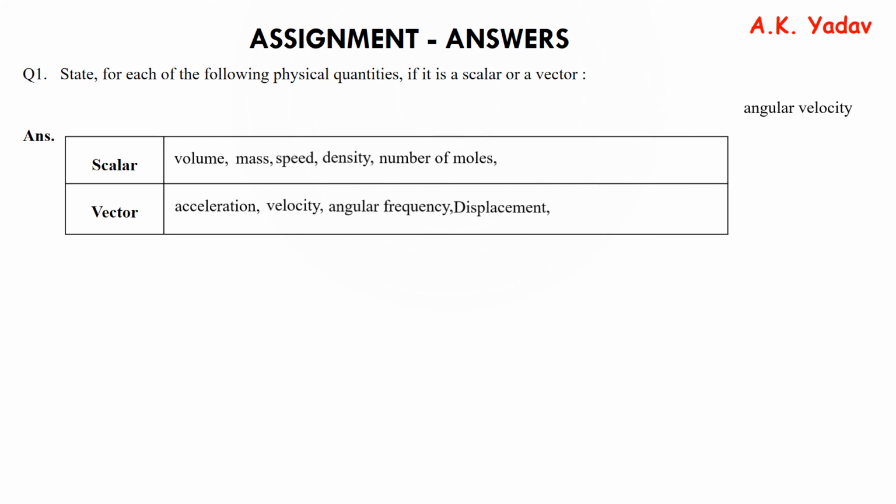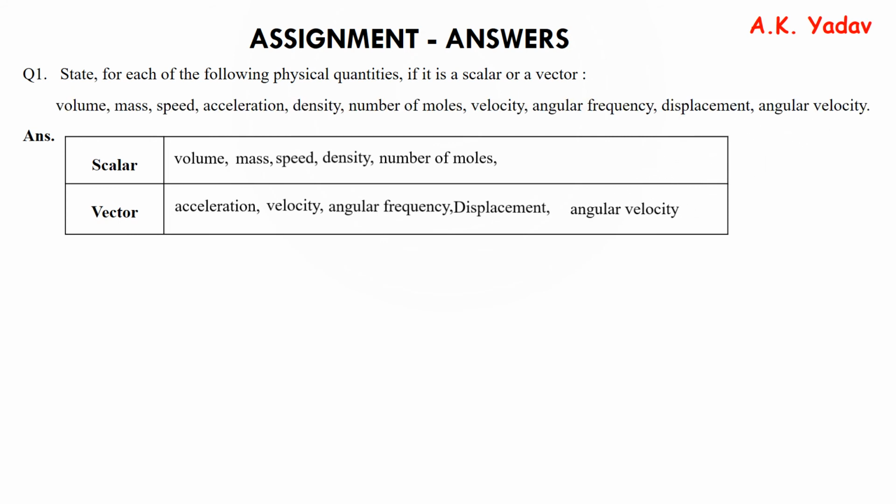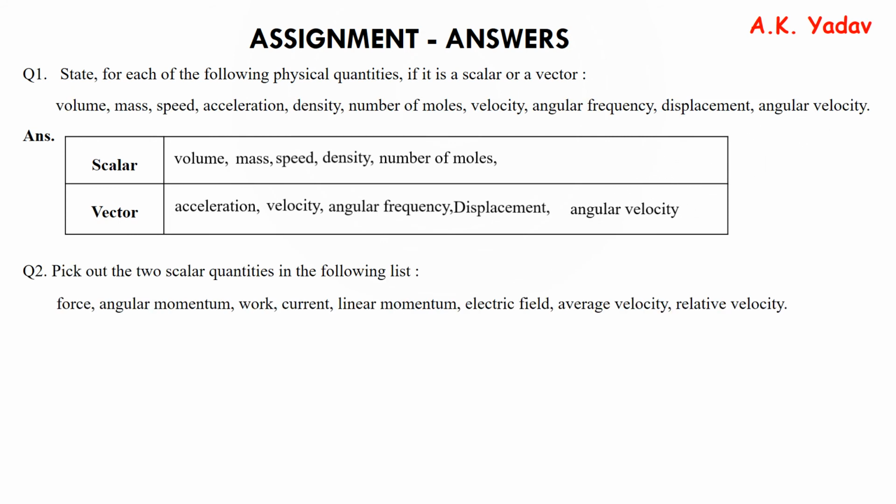Now angular velocity is neither a scalar nor a vector, but here the question was asking only scalar or vectors, so we will take this as a vector. Question number 2: pick out the 2 scalar quantities in the given list. So in this list we have force, angular momentum, work, current, linear momentum, electric current, average velocity, relative velocity. The only 2 scalar quantities are work and current.